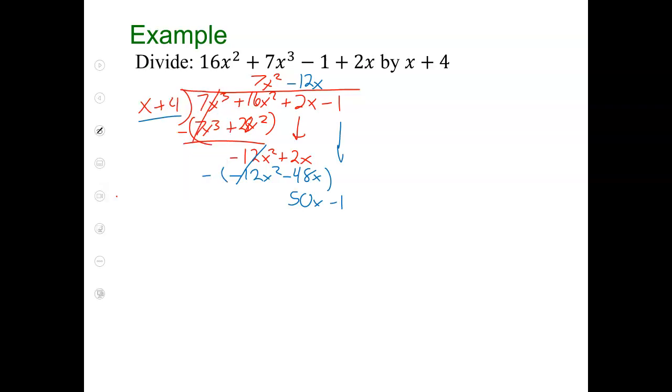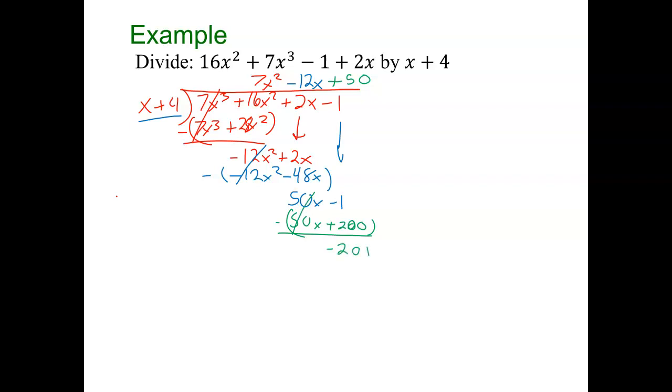Okay? Bring down the negative 1. Now what? What's 50x divided by x? And then we multiply. Get 50x plus 200. Last step. Okay? 50x minus 50x is 0. Negative 1 minus 200.